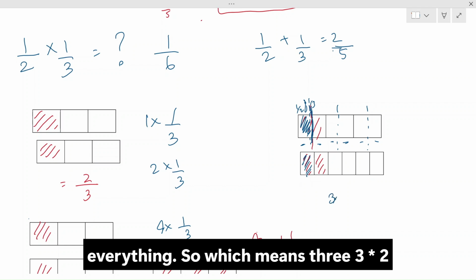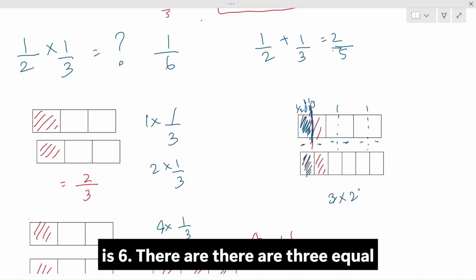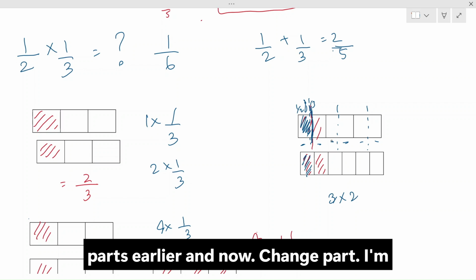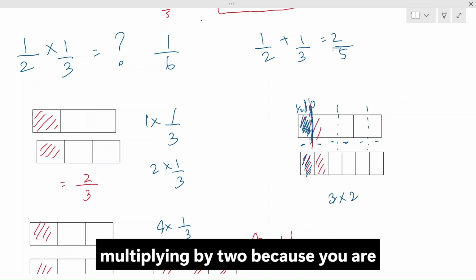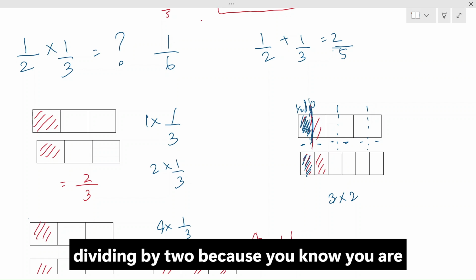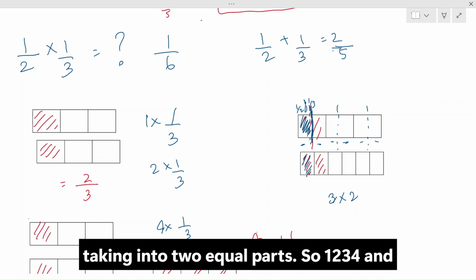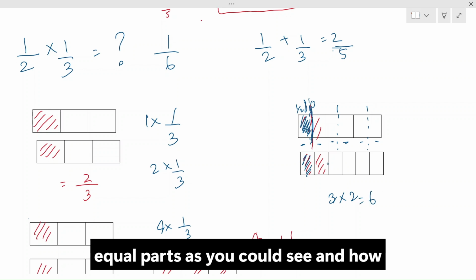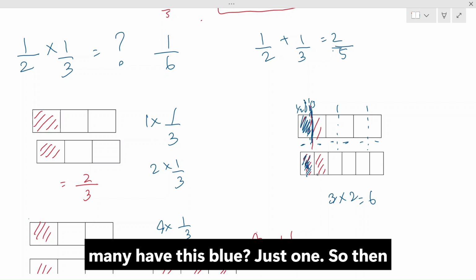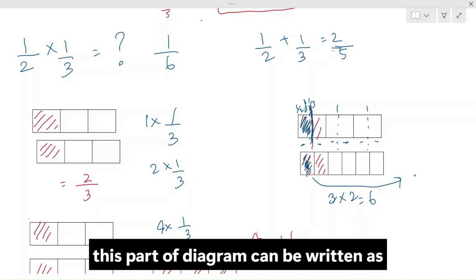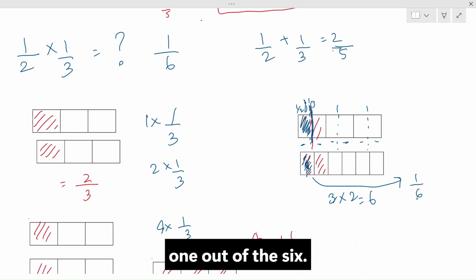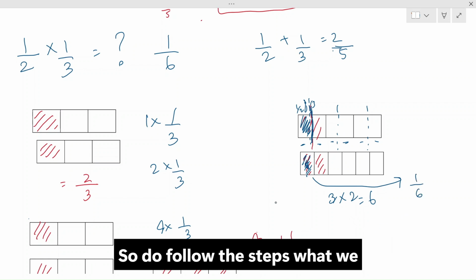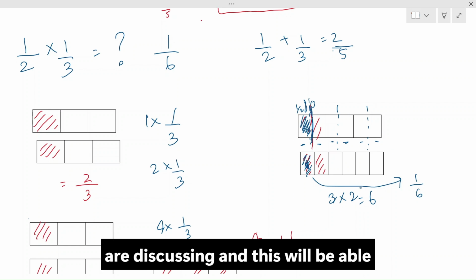So which means 3 times 2 is 6. There are 3 equal parts earlier, and now each part I'm multiplying by 2 because you are dividing by 2, because you are taking into 2 equal parts. So 1, 2, 3, 4, 5 and 6. So there are now 6 equal parts as you could see. And how many have this blue? Just one. So this part of the diagram can be written as 1 out of the 6. So do follow the steps we are discussing, and this should help you understand.